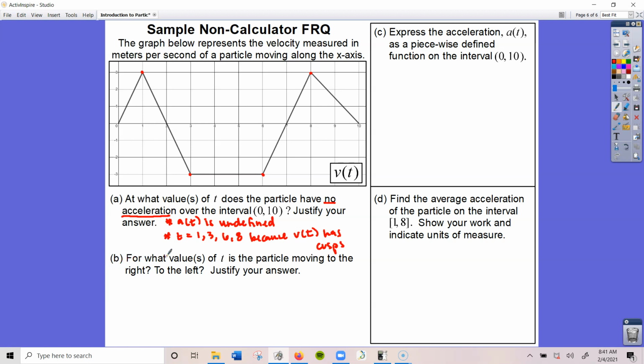For part B, for what values of t is the particle moving to the right, to the left, and justify your answer. So the particle is going to be moving to the right whenever the velocity is positive. So we would say from 0 to 2, union from 7 to 10. Because v of t is greater than 0. Sorry, I would say here particle is moving to the right.